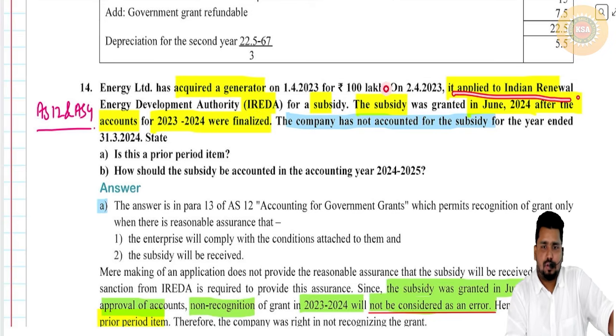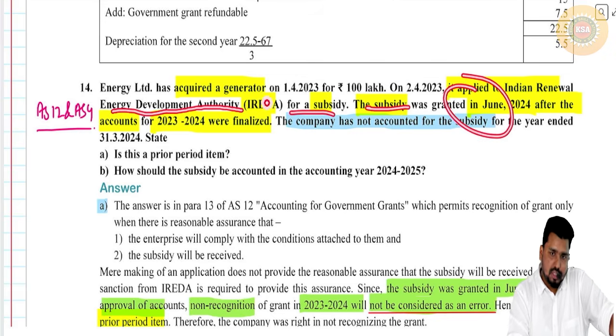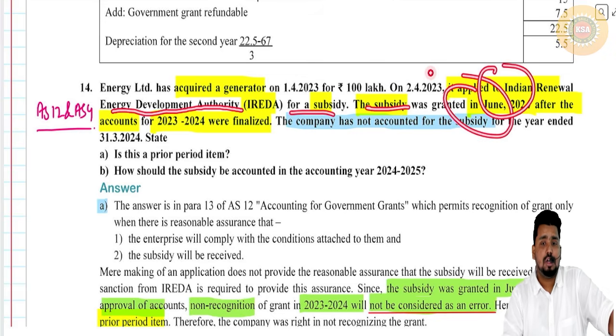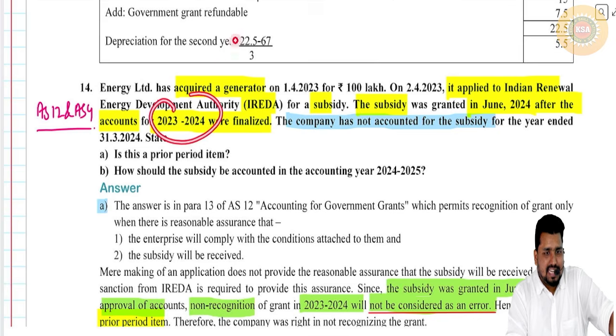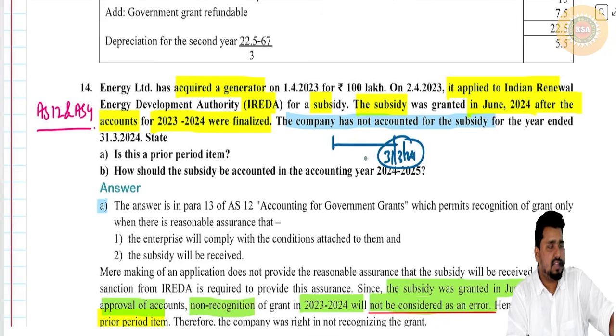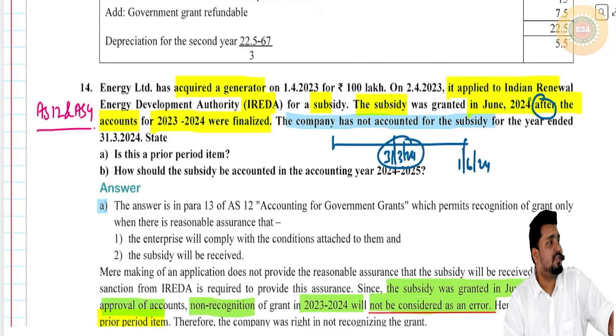It applied to Indian Renewable Energy Development Authority for subsidy. Subsidy was granted in which year? 23-24. The accounting year ends on 31-3-24. When are they receiving the grant? June. Correct? Assume the beginning of June, 1/6/2024. Yes or no? After finalization or before finalization?